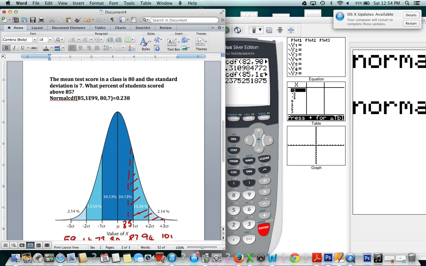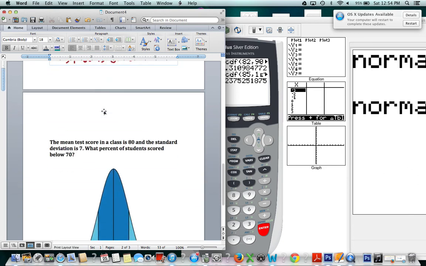So if we wanted to give that as a percent, we would move the decimal place over 2 times and we'd get 23.8%.